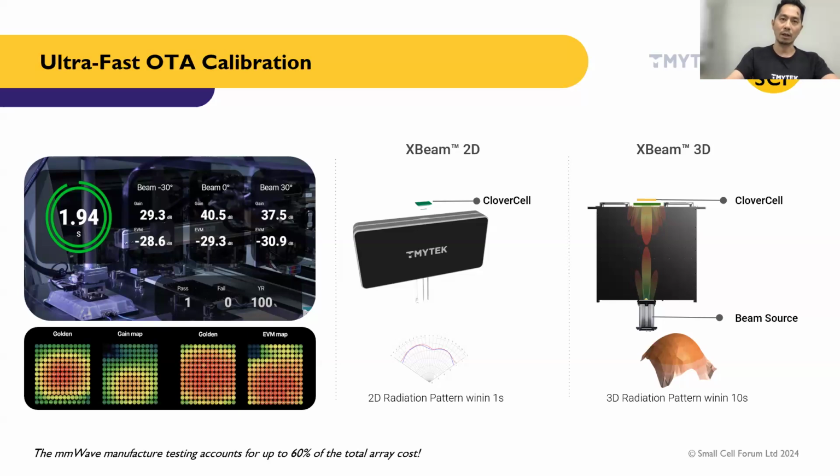We know that testing consumes up to 60 or 70 percent of the cost of a whole antenna array. It is a very high percentage. That's why we need a very fast OTA calibration to lower the cost and bring the mmWave phased array antenna to the market. So next slide, please.